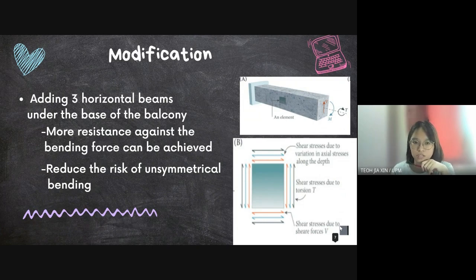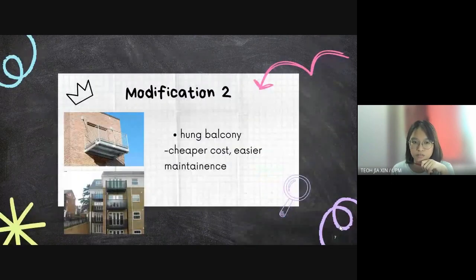And I would like to suggest another modification that could be made to the cantilever balcony, which is by adding 2 steel cables or rods at the end of the balcony and firmly attached to the wall. This type of balcony is called a hung balcony, and it is easy to install and cheaper in cost for modification. And the absence of supporting columns or beams underneath the balcony frees up space and reduces the overall weight of the structure. This can result in a more efficient use of materials and potential cost savings.